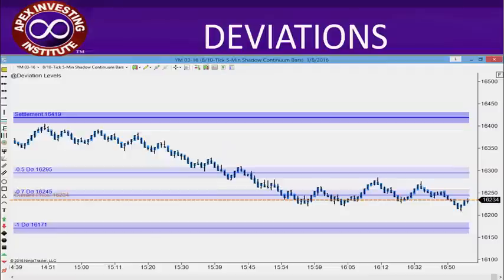We also have deviation levels. These are proprietary Apex deviation levels. These are not your standard deviation levels that you can get anywhere.